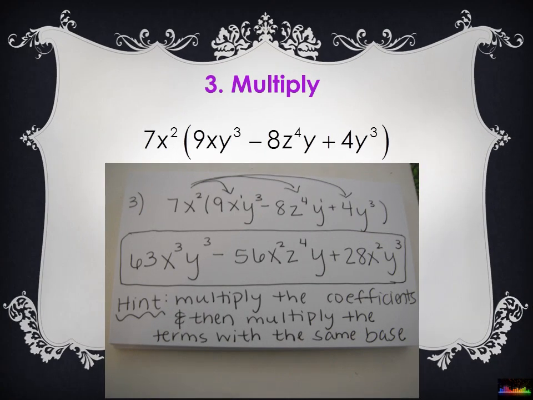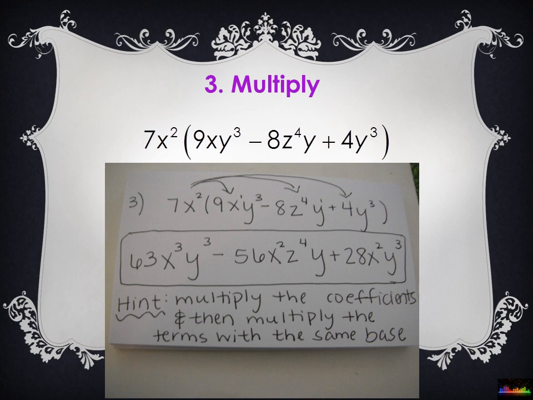In this problem, we are asked to multiply. We have one term multiplied by an entire polynomial. That polynomial has 3 terms. Since it is one term multiplied by the entire polynomial, we use our distributive property and we multiply each term in the polynomial by 7x squared.